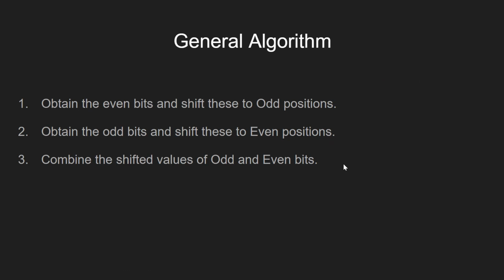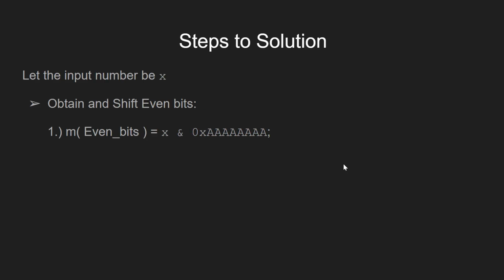First, get the even bits in the input and shift these to the odd positions. Then, obtain the odd bits and shift these to the even positions. At last, combine both of them to get the desired output. So let us go through the various steps one by one. Take the integer x as the input.